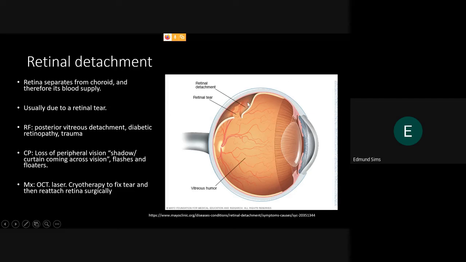Lasers are a common theme in ophthalmology, and you basically will create adhesions between the choroid and the retina to try and stop it peeling. And then you'll need to do a surgical reattachment of the retina sometimes. So these require an urgent referral to ophthalmology.